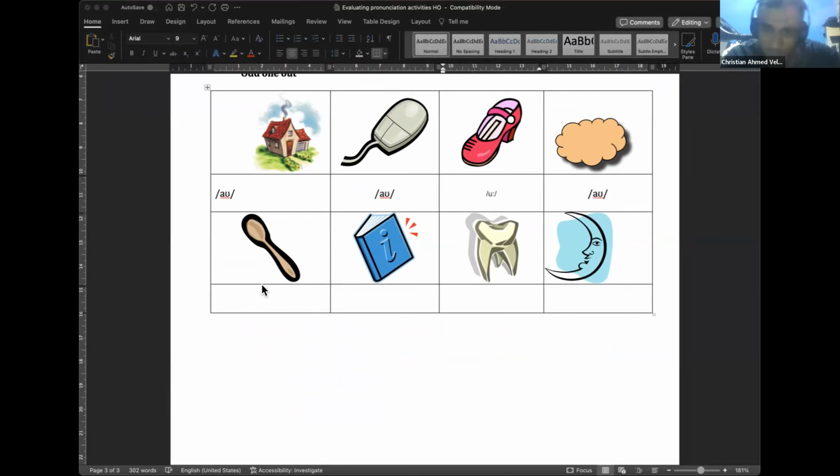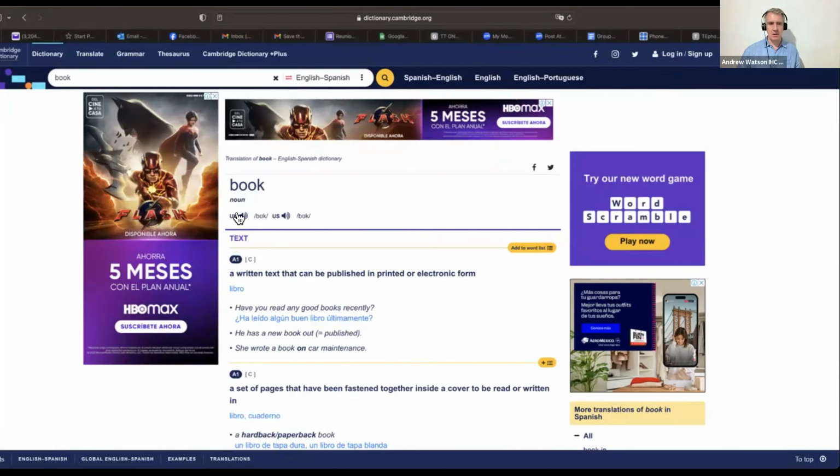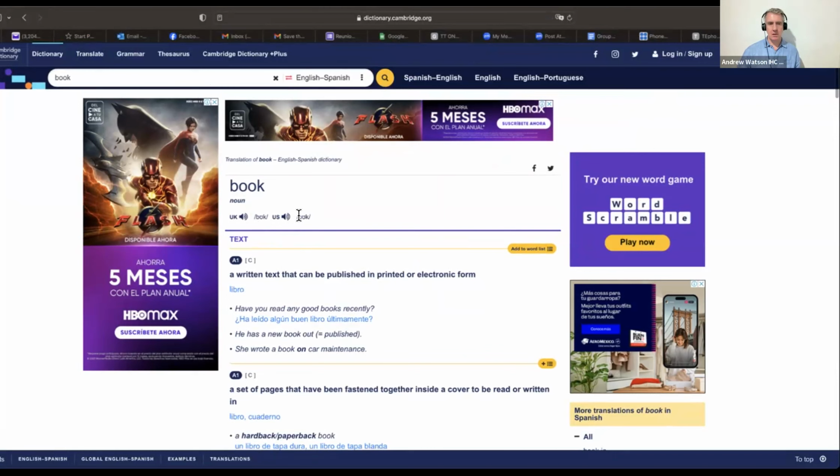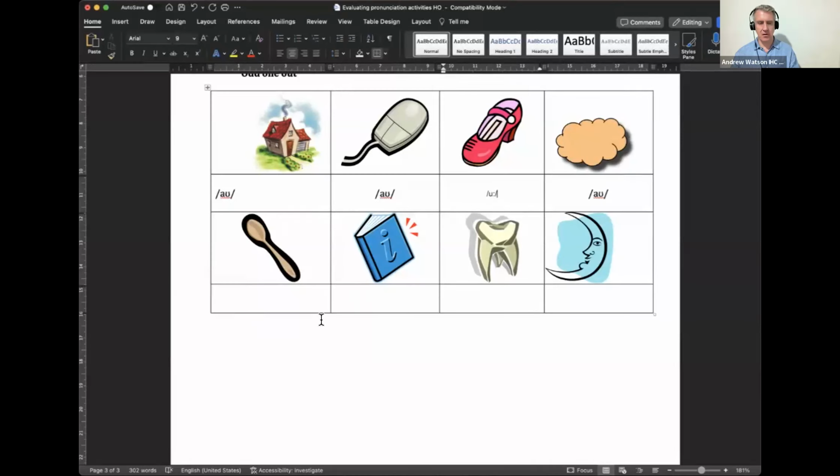Moon. No, I think it's book. You're right, it's book. Okay, so if you're at all in doubt, you go to the dictionary, right? Book. And it's this sound, whereas the other ones are longer, aren't they? Remember, the longer vowel sound. So it's making the focus on the shorter vowel sound versus the longer vowel sound.